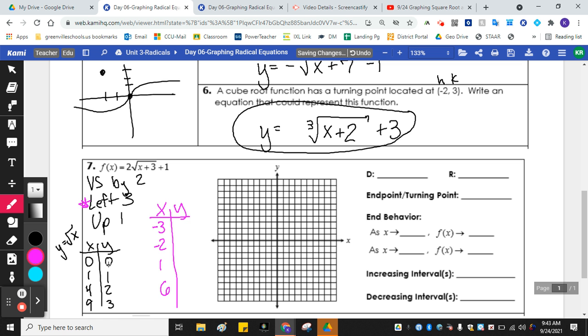And then the other ones, the y's, I can find by plugging these numbers into this equation. Negative 3 plus 3 is 0. The square root of 0 is 0. 0 times 2 is 0, plus 1. Negative 2 plus 3 is 1. The square root of 1 is 1. 1 times 2 is 2. Plus 1 is 3. Then 1 makes that 4. The square root of 4 is 2. 2 times 2 is 4. Plus 1 is 5.